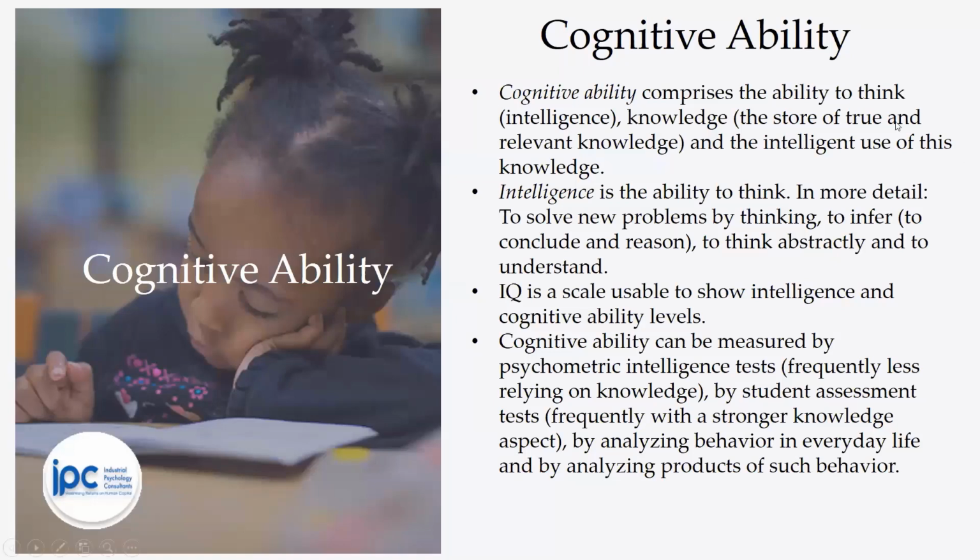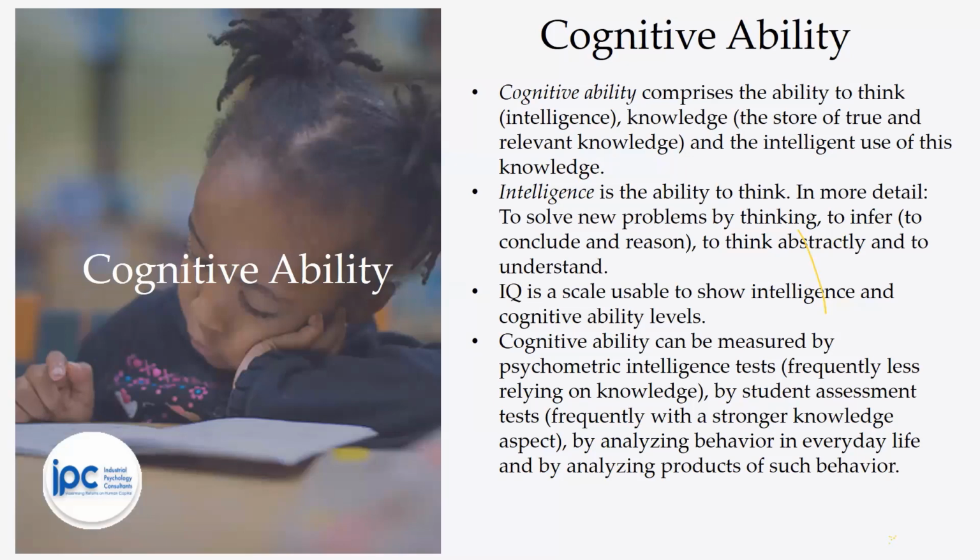Let's look in detail a bit about what is involved in each one of these factors that we are talking about. For example, when you look at cognitive ability, it's comprised of the ability to think, the knowledge, which is basically the store of true and relevant knowledge, and the intelligent use of that knowledge. So intelligence on its own, you are looking at really about the ability to think and find solutions to problems.